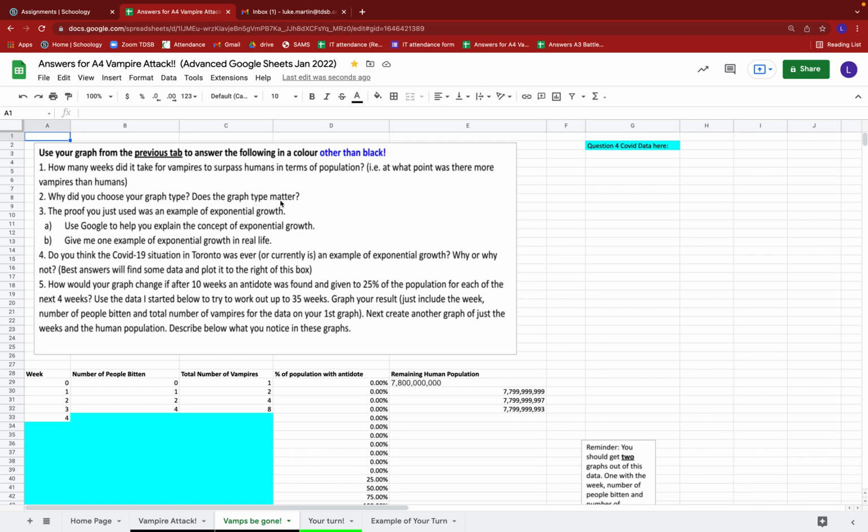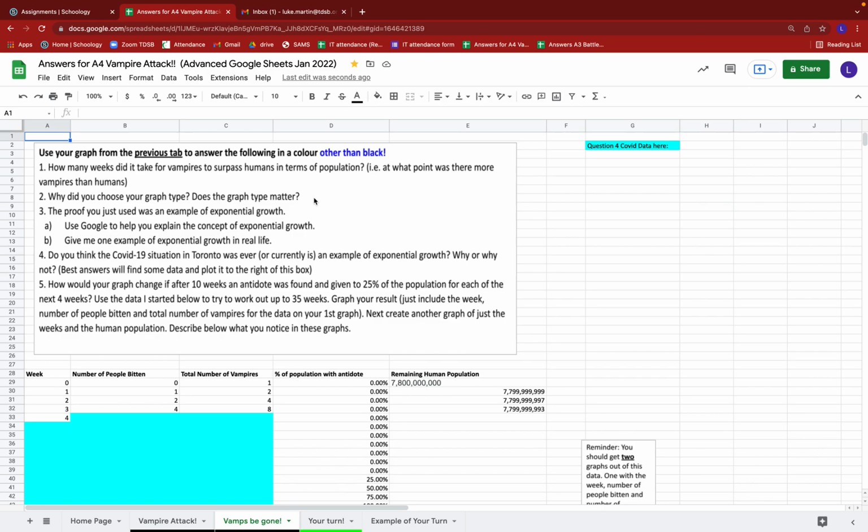Number 2 says, why did you choose your graph type? So we talked about a line graph best representing change over time. You might talk about that. Does the graph type matter? Think about what would happen if you did a pie chart or something else instead. Would it work as well?